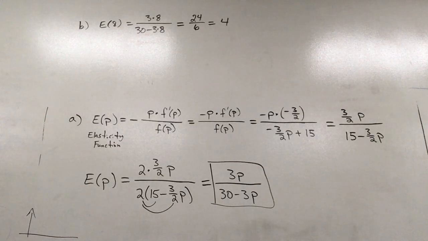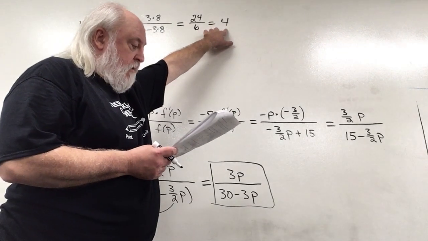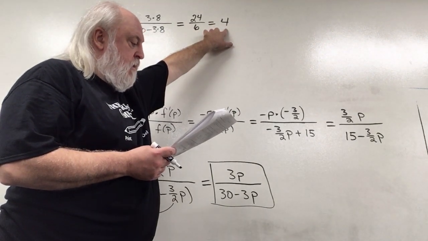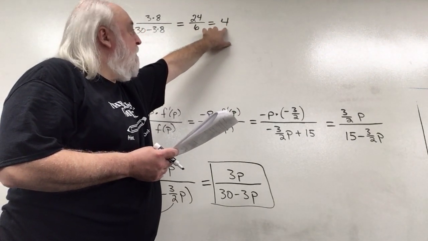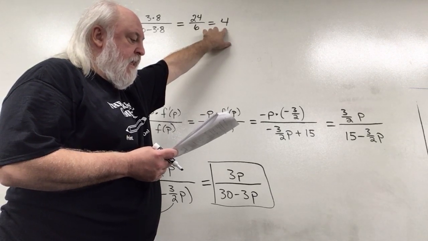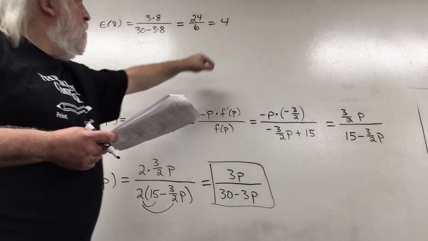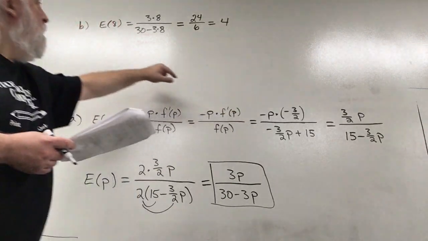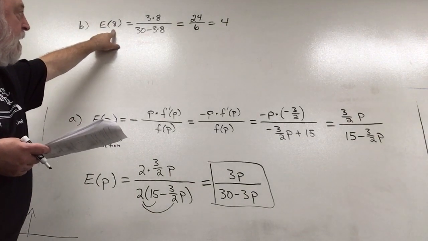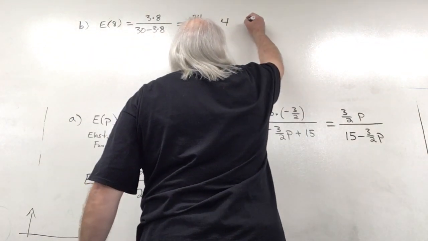Now in the rectangle at the top of the page, you're told that demand is elastic if this number, our answer, is greater than 1. Demand is unitary if this number is equal to 1. And demand is inelastic if this number is less than 1. Well, this number is greater than 1. So at a price of $8, demand is elastic.